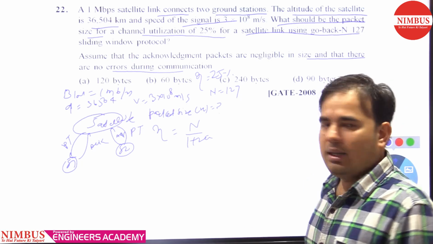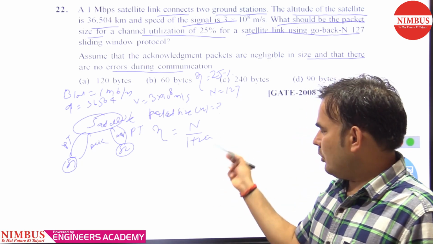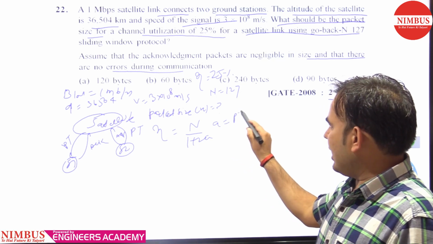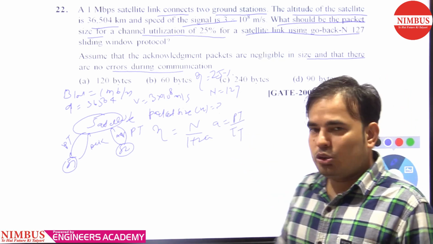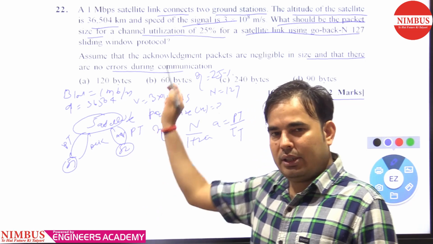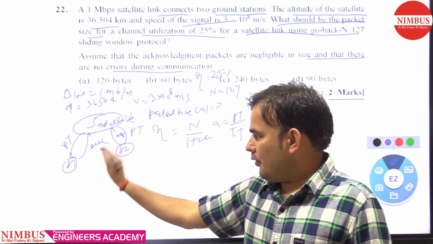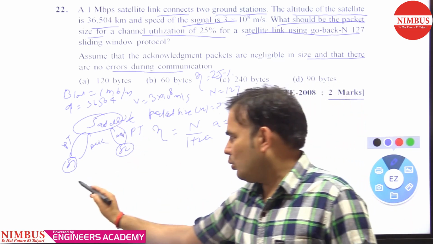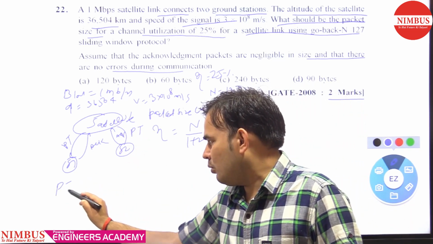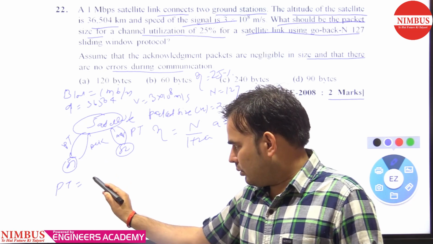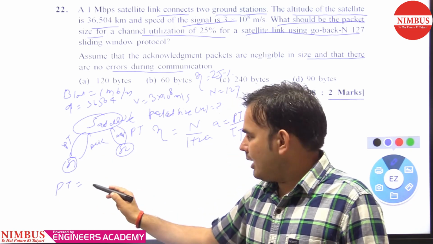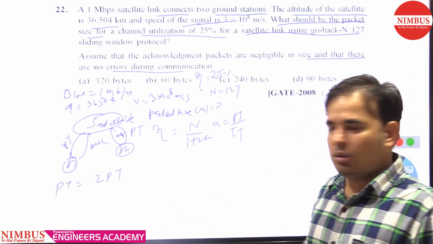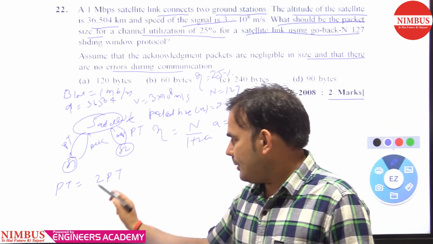As I told you, the efficiency formula in Go-Back-N is N upon 1 plus 2a, and a equals propagation time upon transmission time. The total propagation time in this question is first PT from satellite to S1 and second PT from satellite to S2, so total propagation time equals 2 PT, PT plus PT.